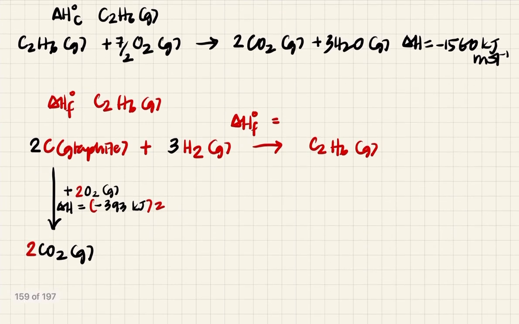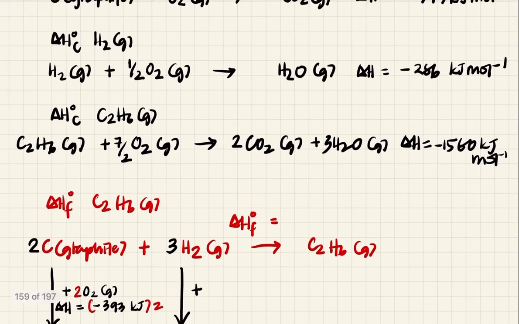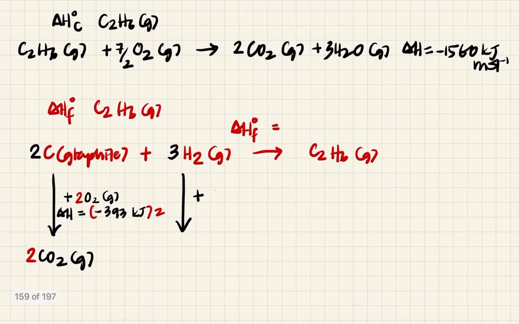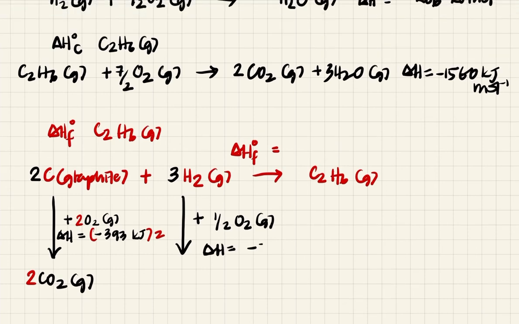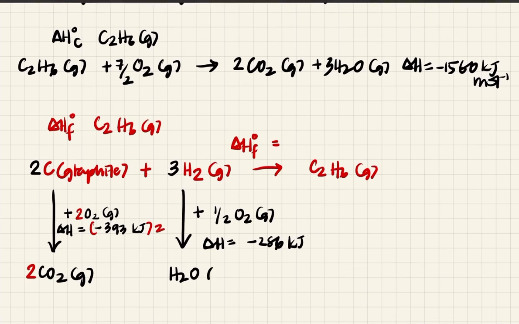So let's draw that. The arrow, plus half oxygen gas. Delta H will be minus 286 kilojoule. 1 mole of water vapor.